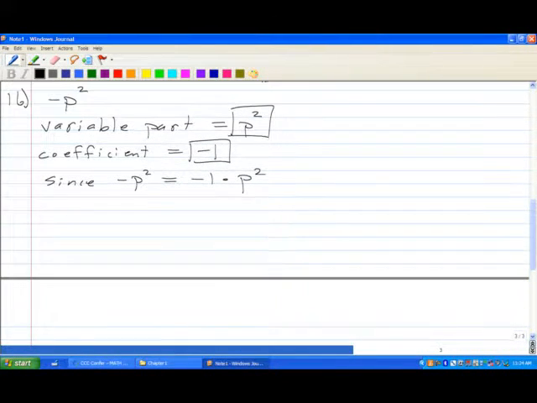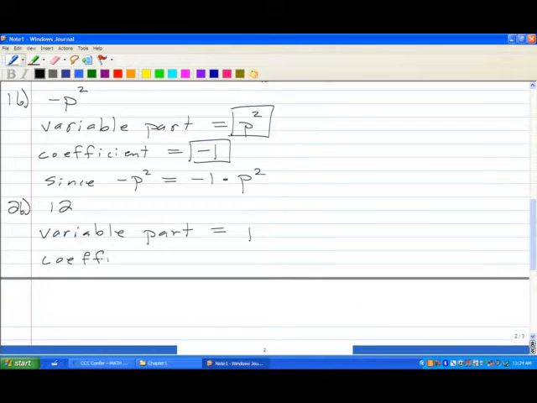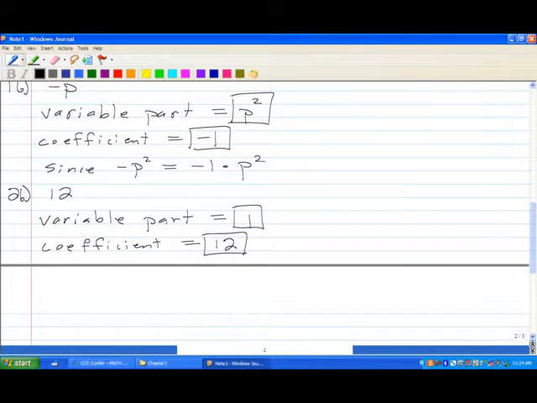Let me do problem number 26. 12. And so in this case, the variable part is 1 and the coefficient is 12. That's number 26.